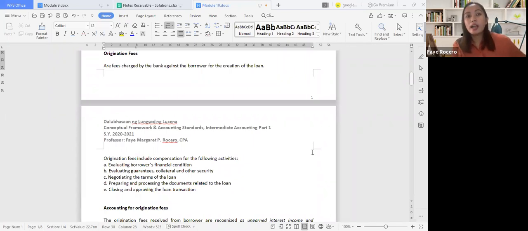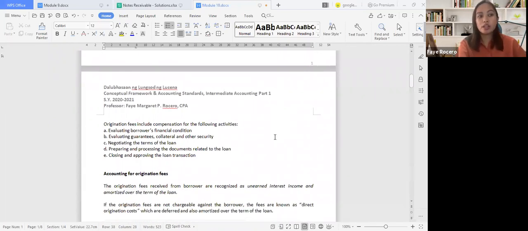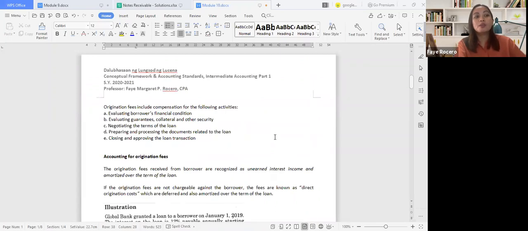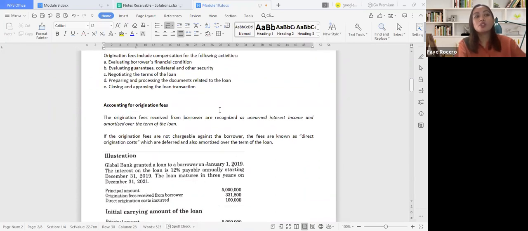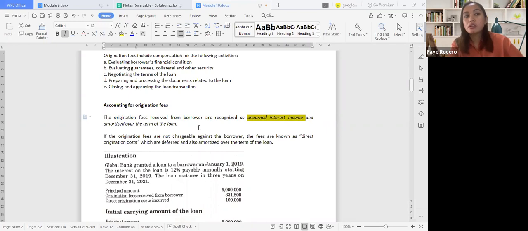Now, how do we account for them in financial accounting? How do we recognize them? Kindly take note, origination fees received from the borrower are recognized as earned interest income, amortized over the term of the loan. However, if the origination fees are not chargeable against the borrower, then they are considered direct origination costs. These are also deferred, amortized over the term of the loan.